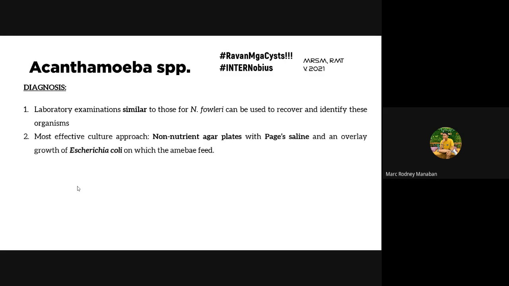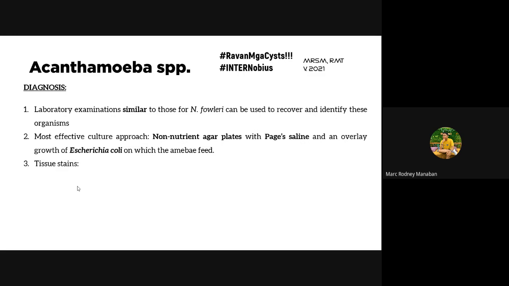All right. Now for culture, again, non-nutrient agar pa din, which contains E. coli, but this time you use page saline. So Acanthamoeba, dears, it can tolerate sodium concentration or NaCl concentration of 0.85%. So unlike sa imong Naegleria fowleri na dili mo tubo if greater than 0.4% ng NaCl, your Acanthamoeba can grow even if the NaCl concentration is 0.85%. So please take note. All right, ayan.